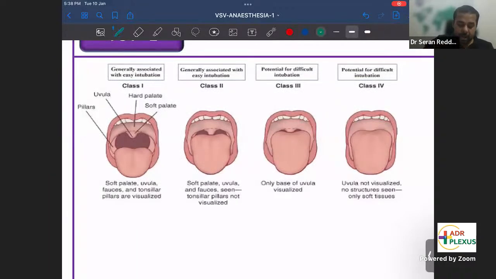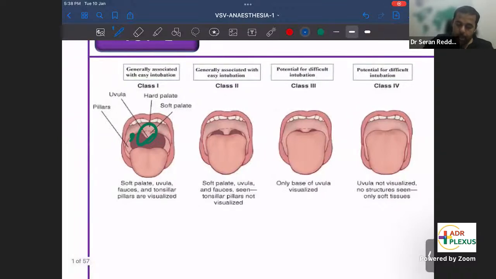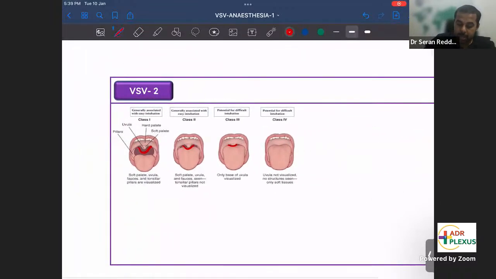In class 1, you can see the entire pillars, fauces, the entire uvula, soft palate, hard palate. In class 2, you can see only the fauces, pillars are not seen, and the uvula is seen except the tip. In 3, only the base of the uvula, and in 4, the uvula is not seen at all. So easily, how can you identify? Here you can see the entire uvula, here the uvula without the tip, here only the base of the uvula, and here no uvula is seen. This is called modified Mallampati grading.